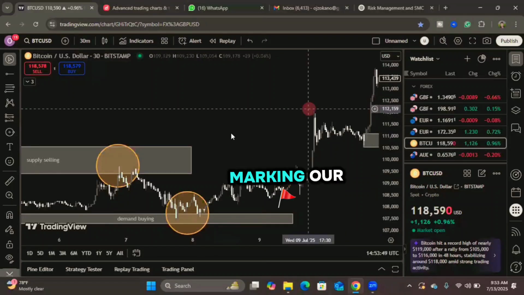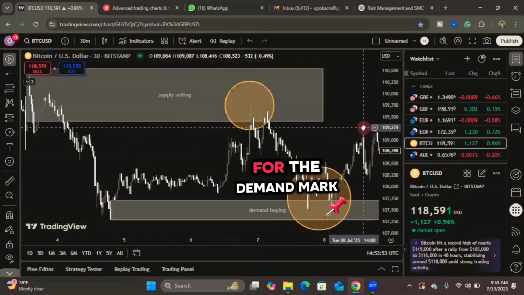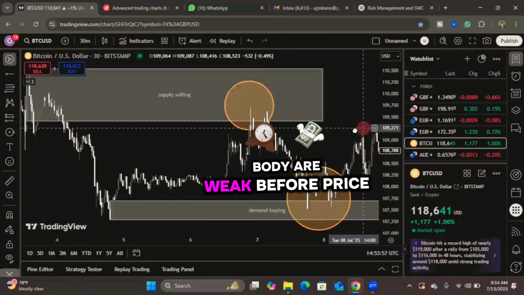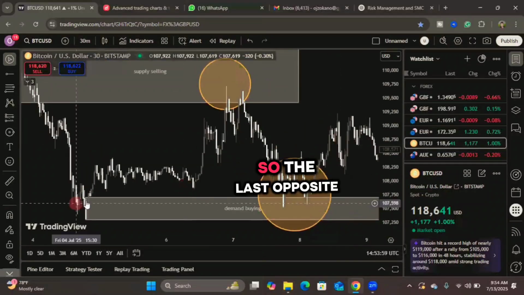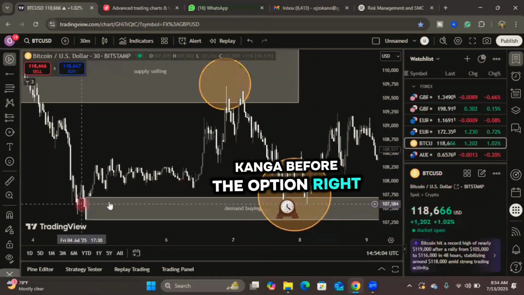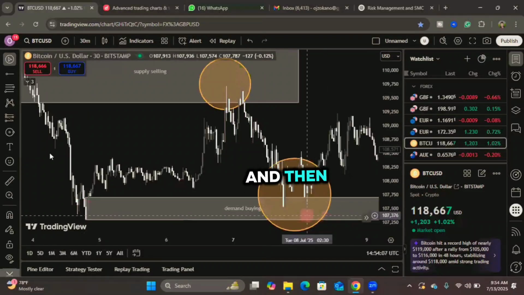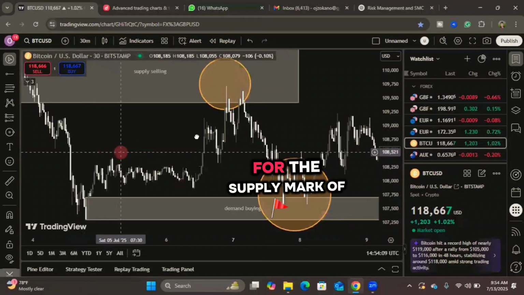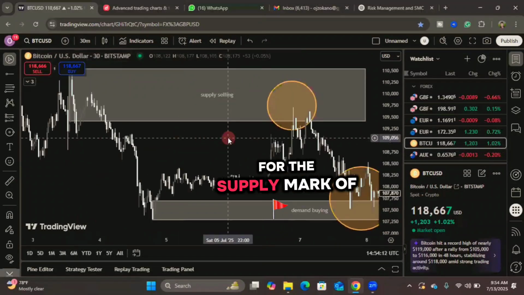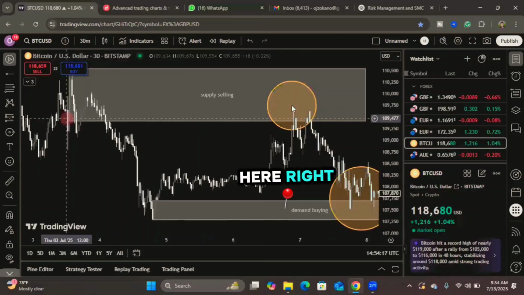So when we're marking out our supply and demand, remember, for the demand, mark out the lowest candle body or wick before price pushes up. So the last opposite candle before the uptrend, right? This is the last opposite. You drag it out, right? And then for the supply, mark out the highest candle body or wick before price drops. And this would be right here, right?